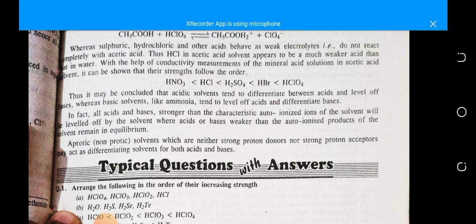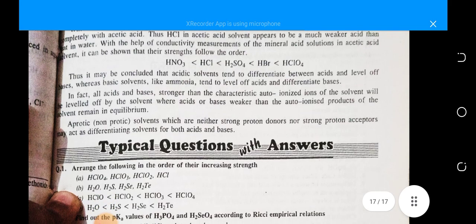In fact, all acids and bases stronger than the characteristic auto ionized ion of the solvent will be leveled off by the solvent, whereas acids or bases weaker than the auto ionized product of the solvent remain in equilibrium. A protic solvent which is neither a strong proton donor nor a strong proton acceptor may act as a differentiating solvent for acids and bases. Thank you.